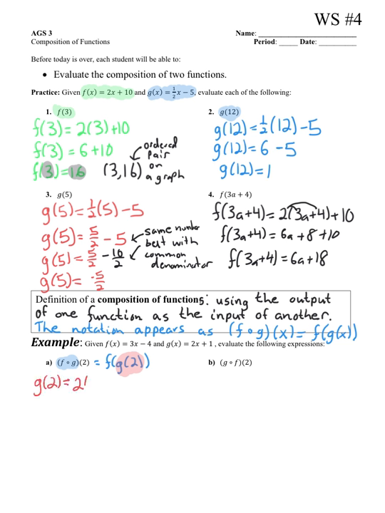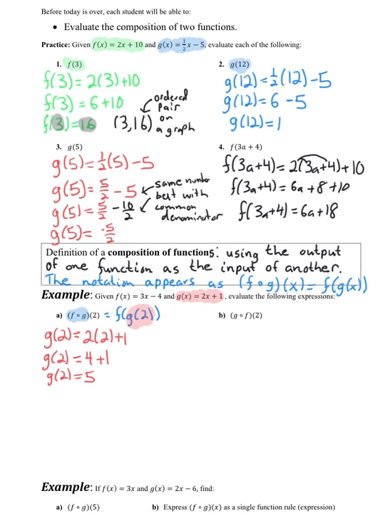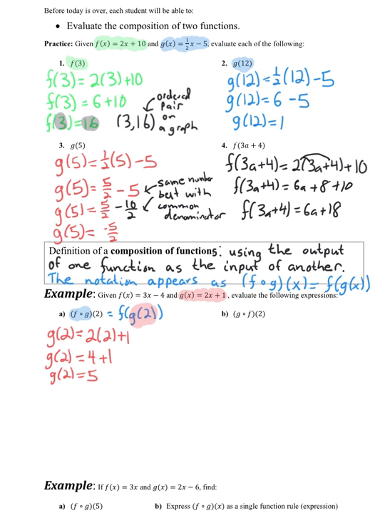G of 2 is 2 times 2 plus 1, and that's coming from this equation up here, g of x. We simplify that. 2 times 2 is 4. 4 plus 1 is 5. So g of 2 is the same thing as 5. So when I look at f of g of 2, I could also be saying f of 5.